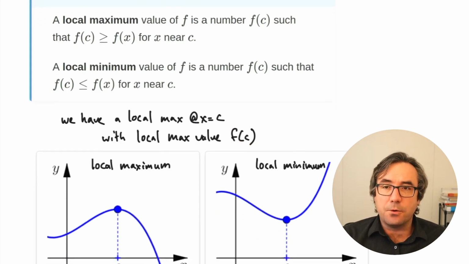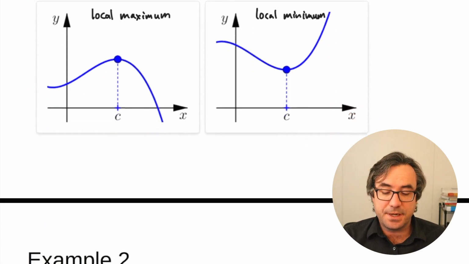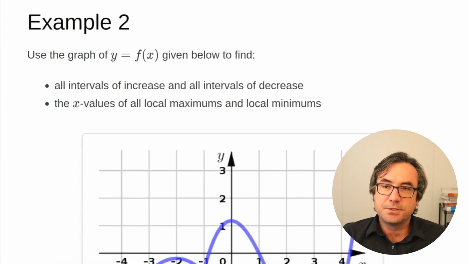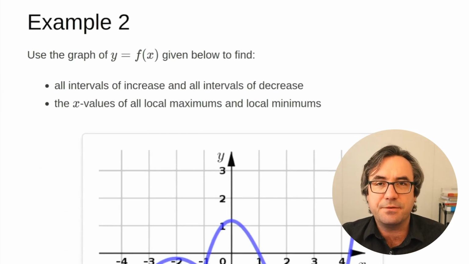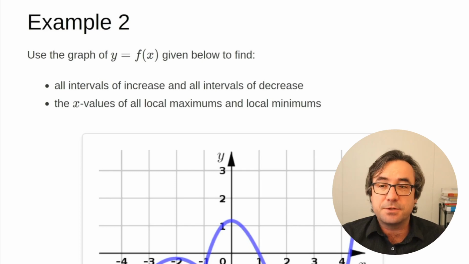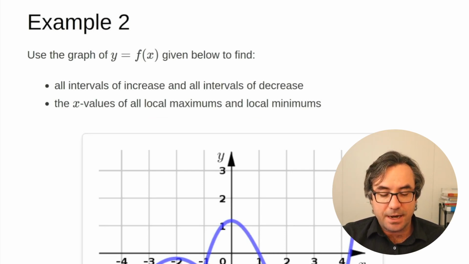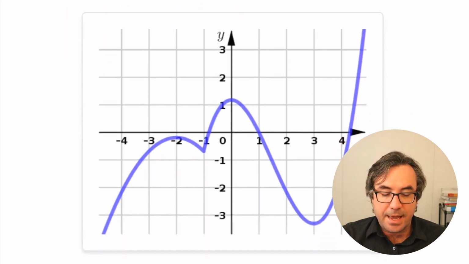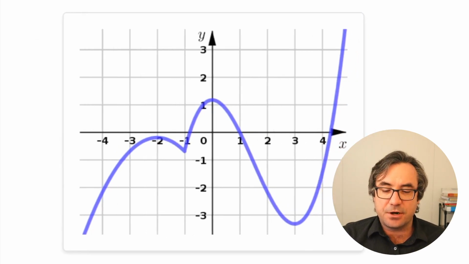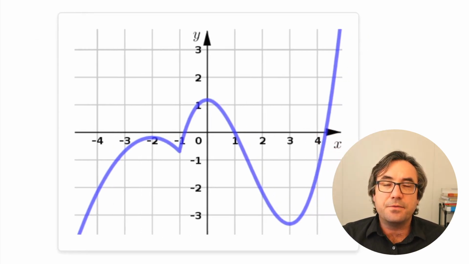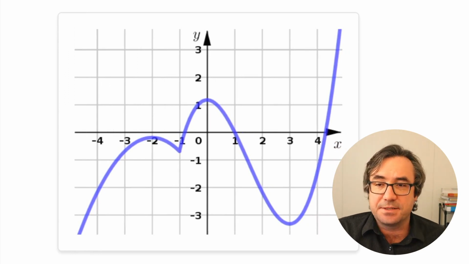All right, so let's look at example 2. We're going to do the whole thing here. We're given the graph of a function y equals f of x, and we're going to figure out the intervals where this function's increasing, where this function's decreasing, and then we're also going to locate the x values where it has a local max and where it has a local min. So let's look at our graph, and let's start with locating the maxes and mins.